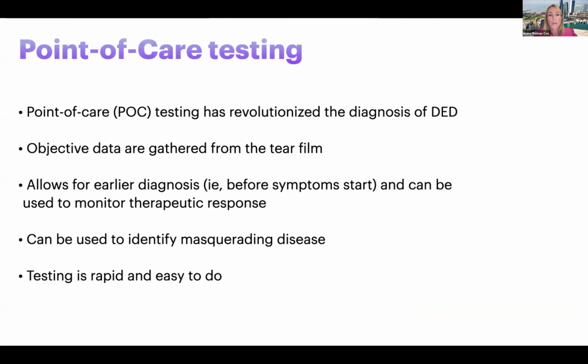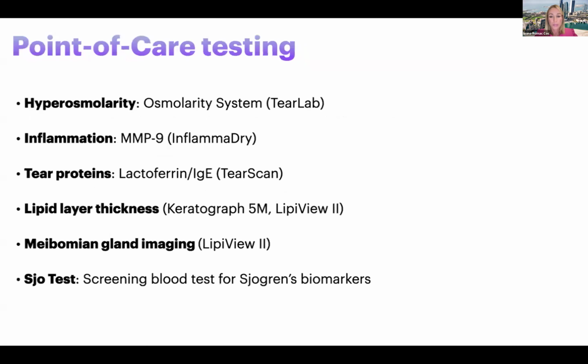Nowadays, we also have point of care testing, which has revolutionized the diagnosis of dry eye disease. It gives us objective data, which are gathered from the tear film. It allows for earlier diagnosis, and it can also be used to monitor therapeutic responses and to identify masquerading diseases. This is a list of point of care testing I will be talking about.